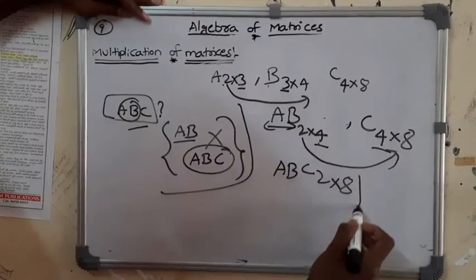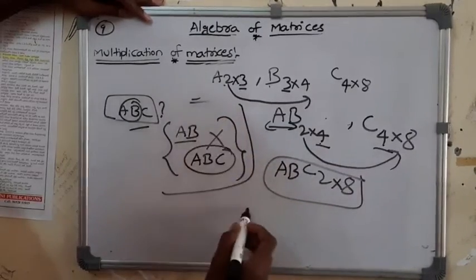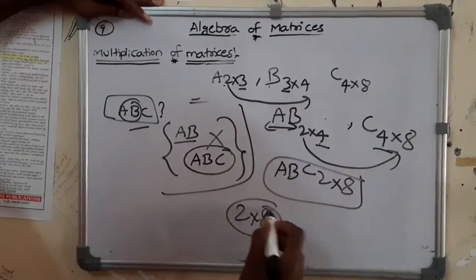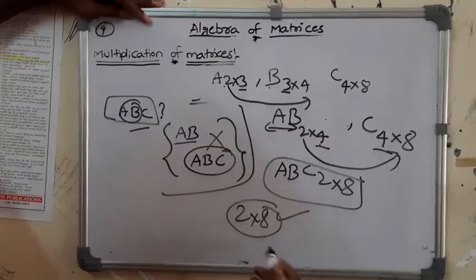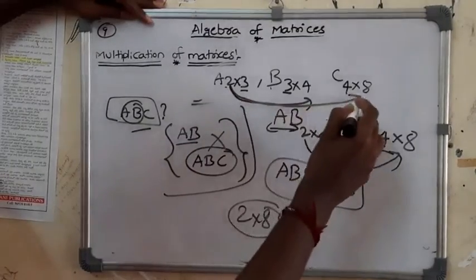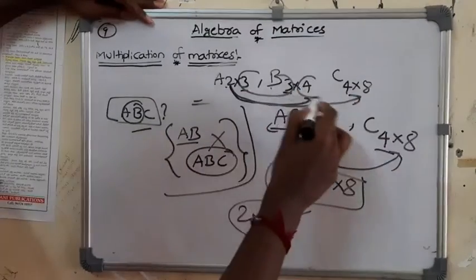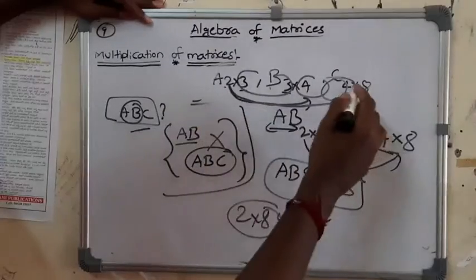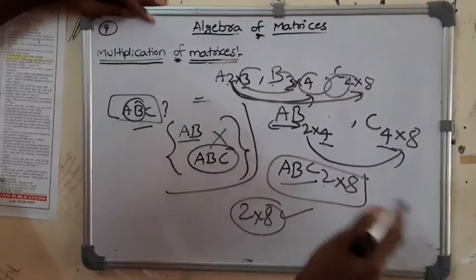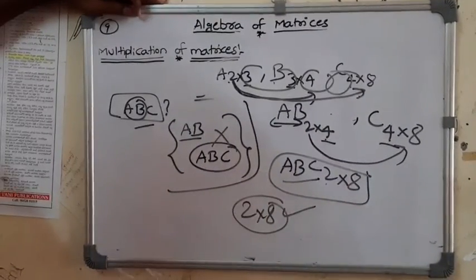Simply we get 2 by 8. So the answer for this question is 2 by 8. By simply doing this mental calculation, we can get the answer as 2 by 8. Here 3, 3 and 4, 4 will be cancelled. Simply we get the answer, which is that ABC is of order 2 by 8. By this we can simply put the answer.